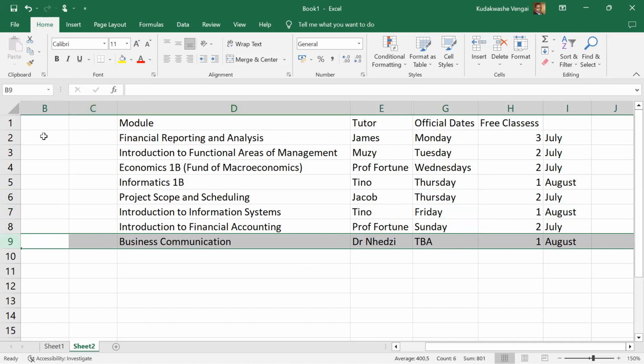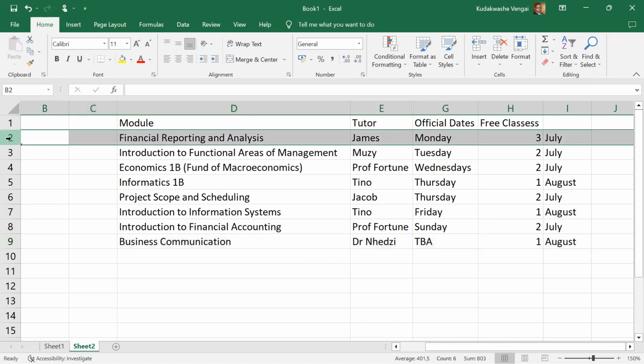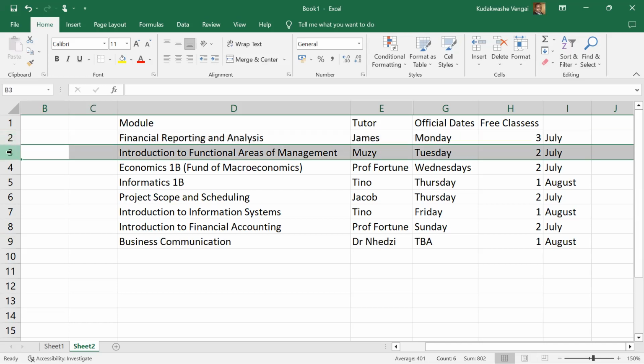So I will be taking accounting, that is financial reporting and analysis. That will be the module that I'll be teaching myself, because I'm very good at this particular module. Then for those of you that did business maths last semester, you remember Muzi. Muzi will be taking you guys through Introduction to Functional Areas of Management. That's one of his specialties. So we'll be taking you through that.